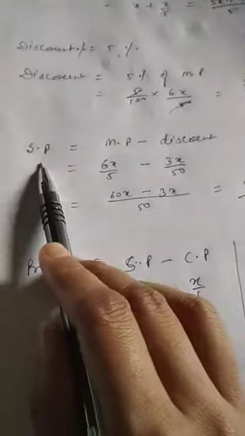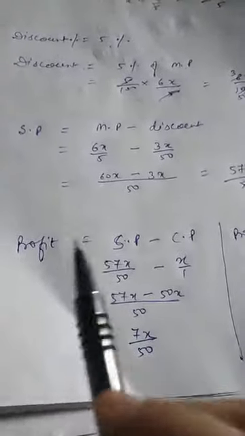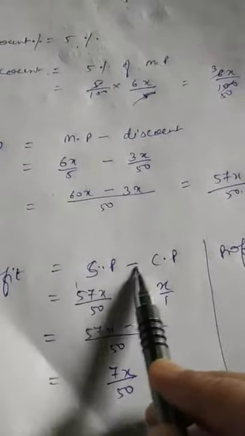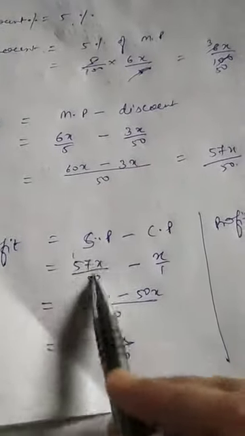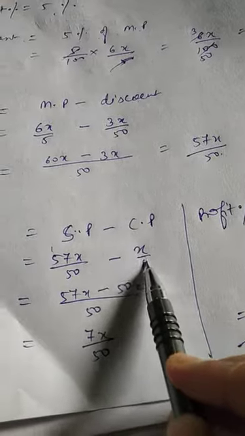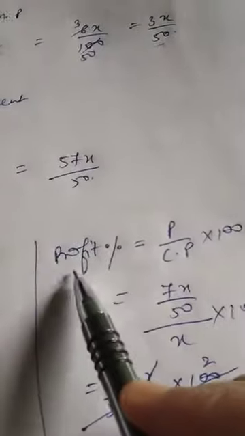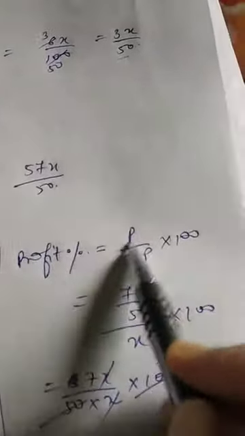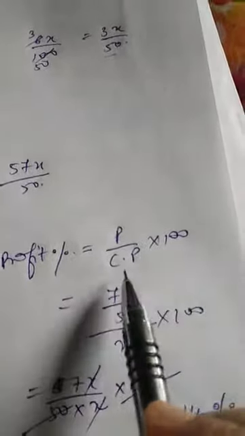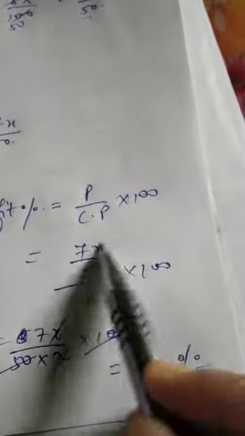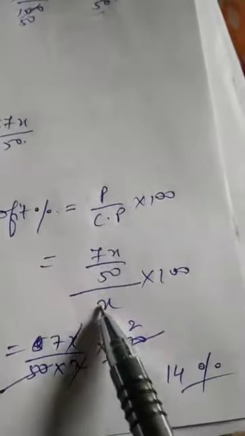If you know the selling price and if we know the cost price, that is X, we can find out the profit, because the question is asking to find out the profit. So profit is equal to selling price minus cost price. Selling price is this, cost price we have let as X. Just subtract it, we will get LCM 50, we will get 7X by 50. Now change this profit into profit percentage. Profit by CP into 100. As I have told you, CP is always down to change the profit into profit percentage.